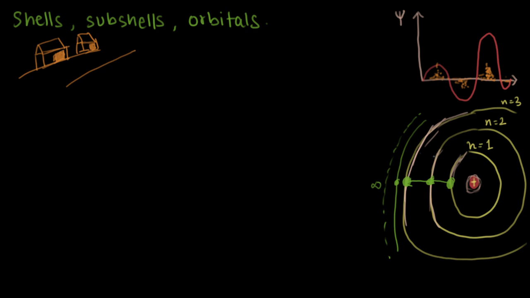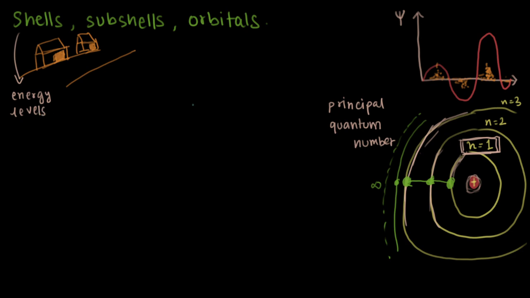If you go a bit deeper, this N is also called the principal quantum number. Let me write that down. That's important. Principal quantum number. This principal quantum number is basically this, and it shows the shell or the energy level of the particular electron, because shells are sometimes also called energy levels. The principal quantum number shows the energy level or the number of the shell.